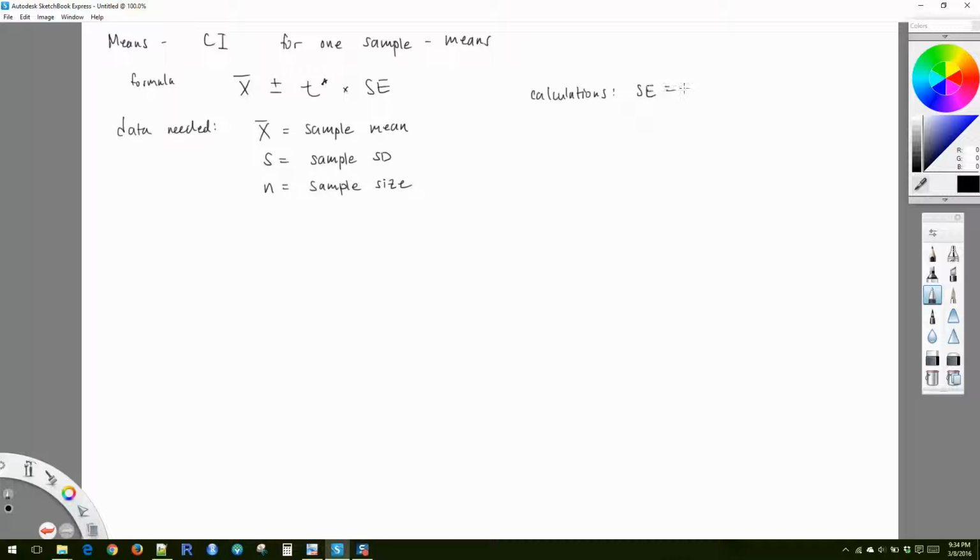Our standard error is equal to S divided by the square root of N. And to get our T star, it needs the confidence level and our degrees of freedom. And degrees of freedom is equal to n minus 1. Okay? So then you look T star up in the T table.